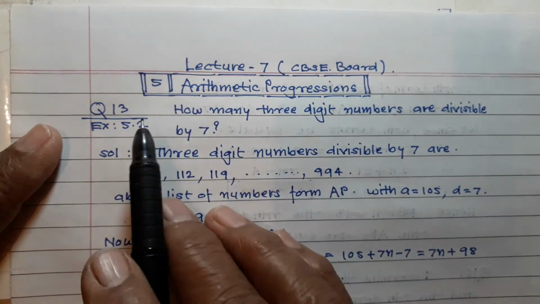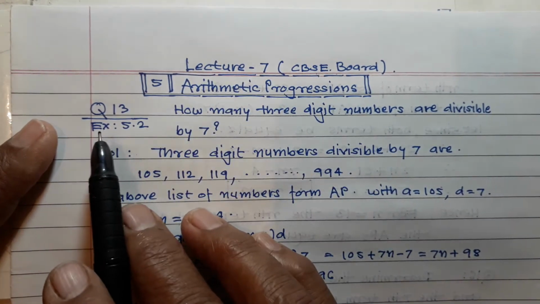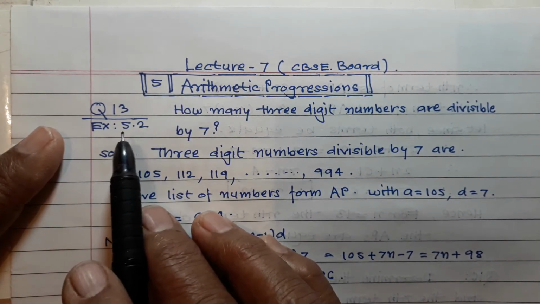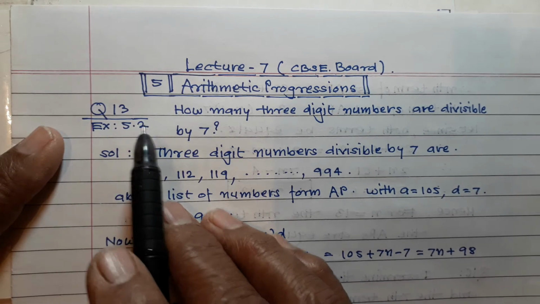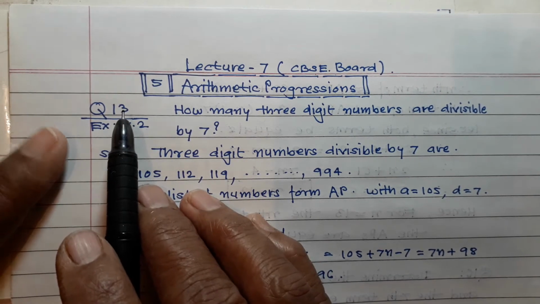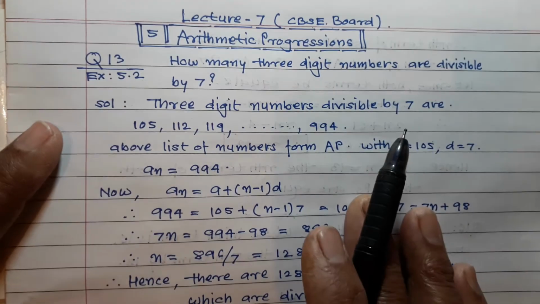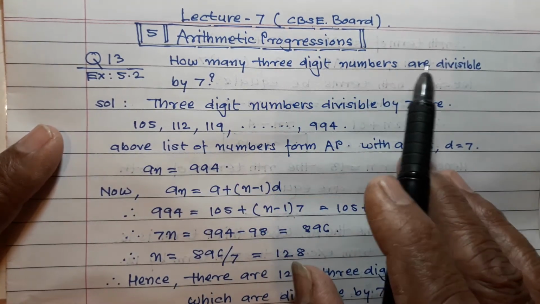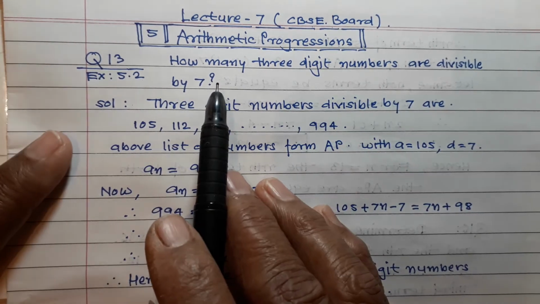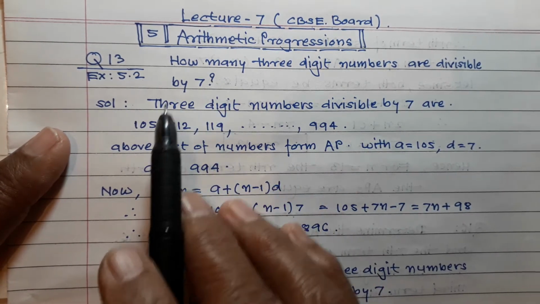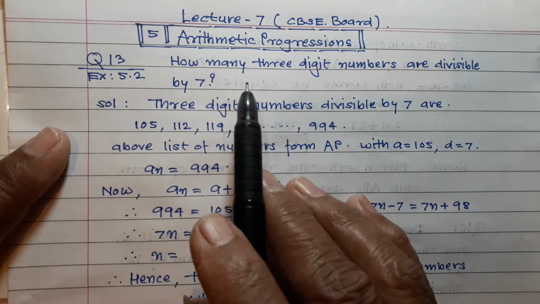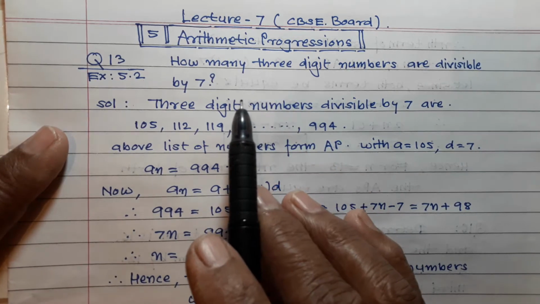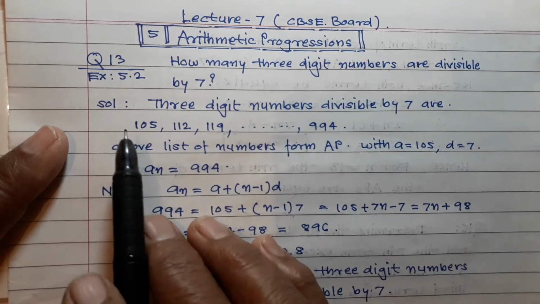In this lecture, I am going to explain some more examples from exercise 5.2, question number 13. How many 3-digit numbers are divisible by 7? These types of examples are important because you have to prepare AP.